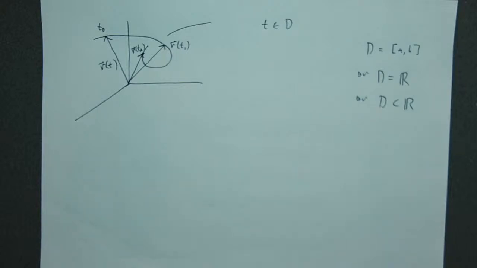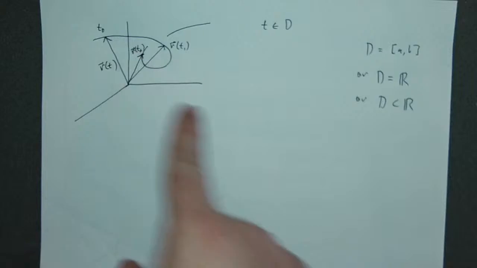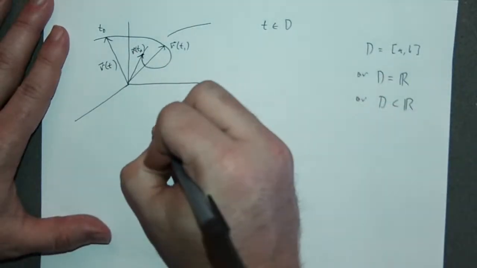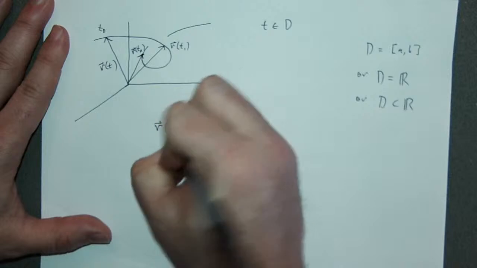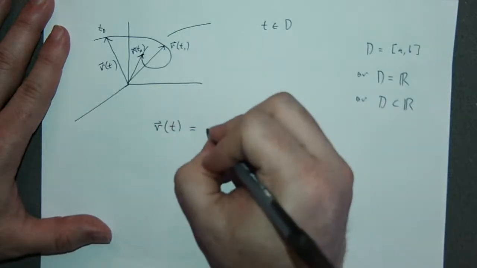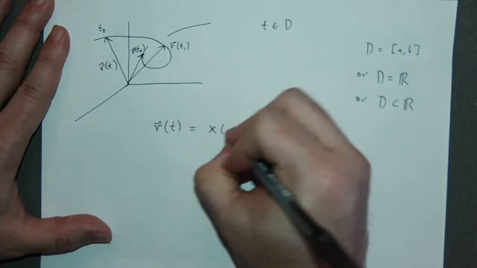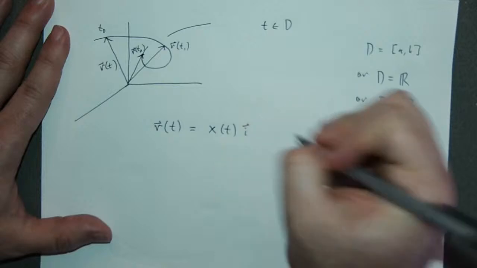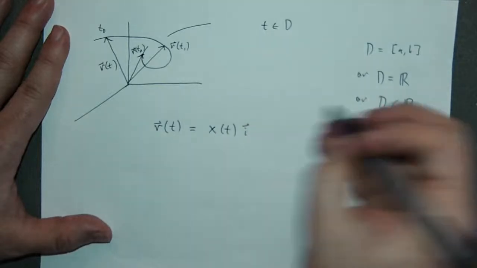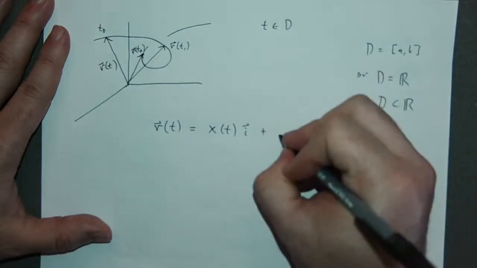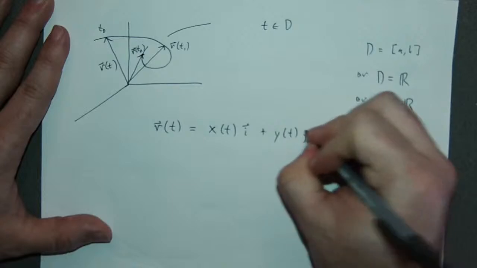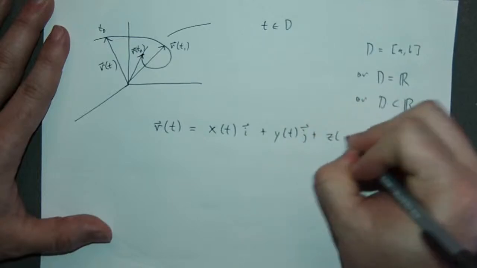What do we need in order to have a curve in space traced out by some vector R of t? Our notation is going to be the following. R of t can be thought of as a vector-valued function that has three components: x of t i plus y of t j plus z of t k.